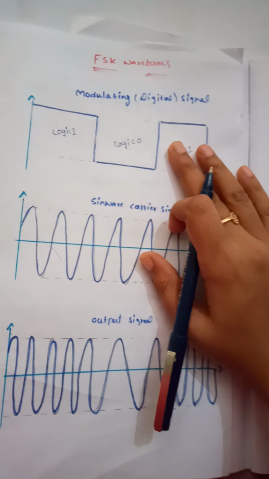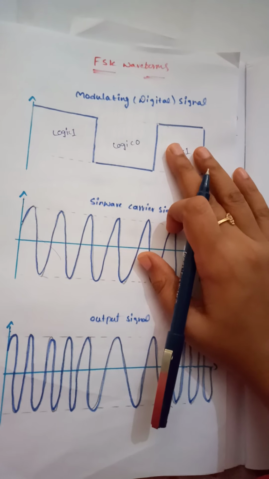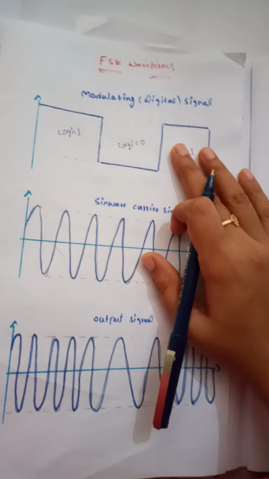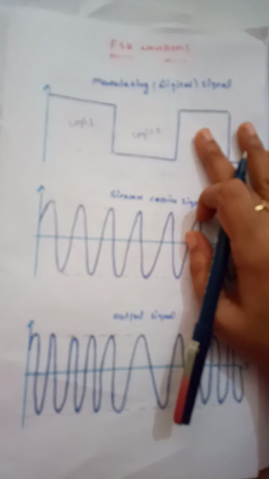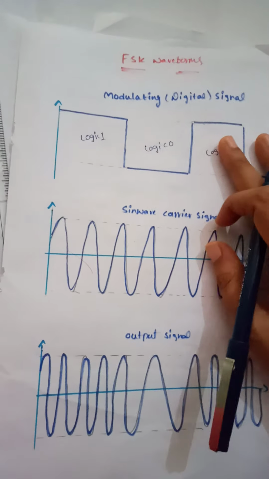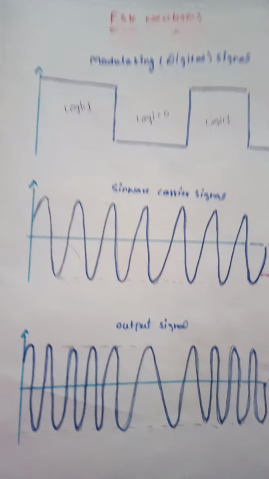Frequency shift keying is less susceptible to errors than amplitude shift keying. This is the main advantage compared to amplitude shift keying. In FSK, there is one disadvantage. It is less bandwidth efficient than amplitude shift keying or phase shift keying. Frequency shift keying is used over voice lines and in high frequency radio transmissions. It is used in many applications. This is all about frequency shift keying.